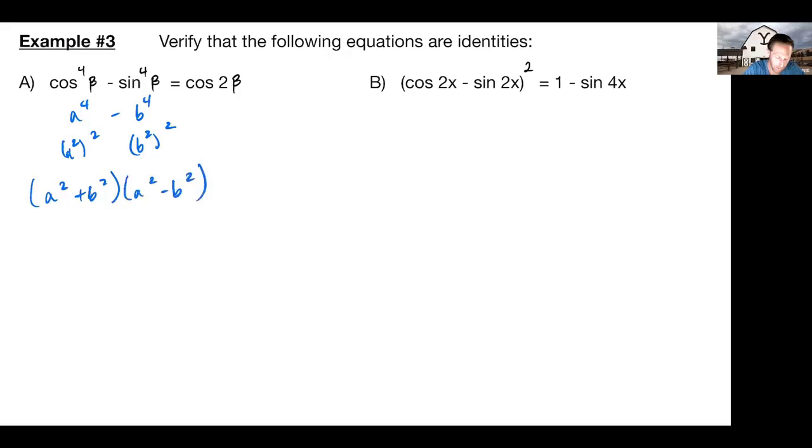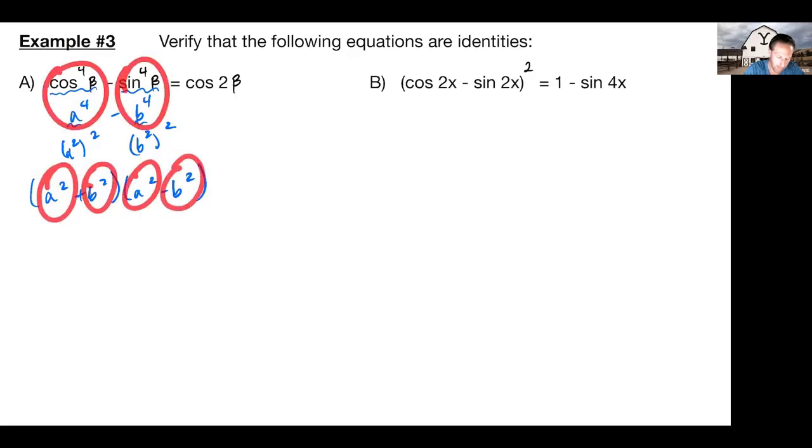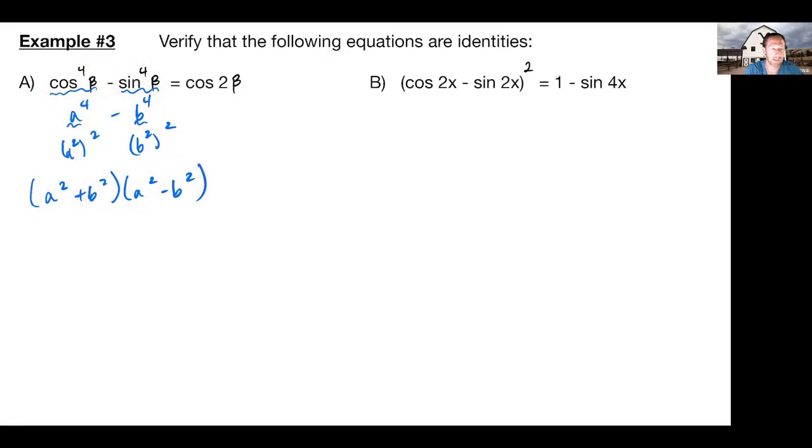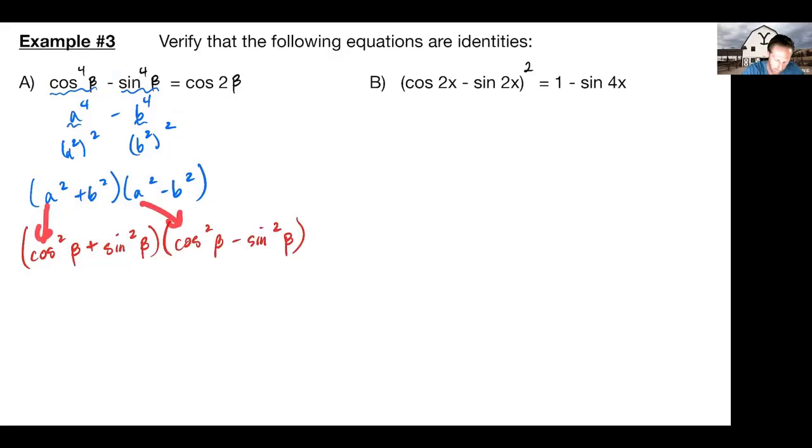But of course, we don't have a's and b's, unfortunately. This is trig. We're dealing with sines and cosines. Okay, so I'm going to rewrite that all in this same form, but with our a's and b's being cosine betas and sine betas. So that would yield my a term squared and my b term squared, like we discussed.